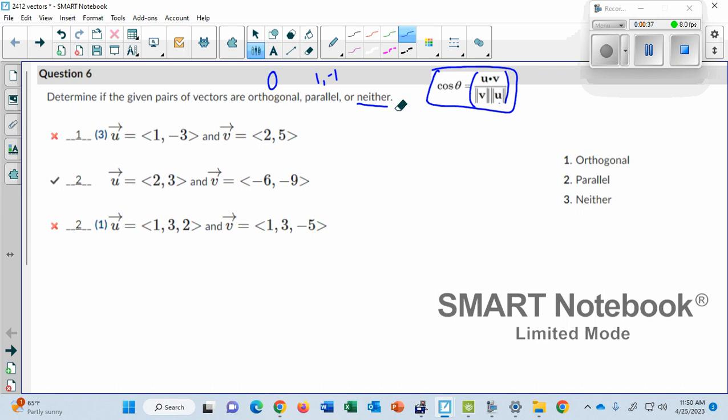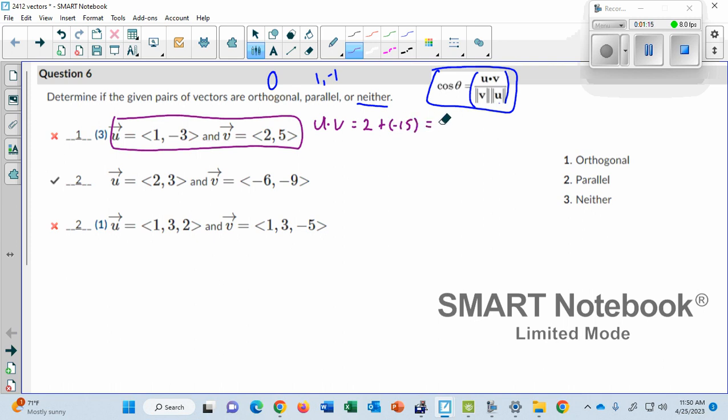By the way, on the orthogonal, if the dot product of the two vectors is 0, then automatically you can stop and they're going to be orthogonal. But to figure out parallel and neither, you need to find this whole ratio. So let's start with the first one, by finding the dot product of u and v. You multiply the first components together and add the product of the second components, which is -15. So that adds to -13.